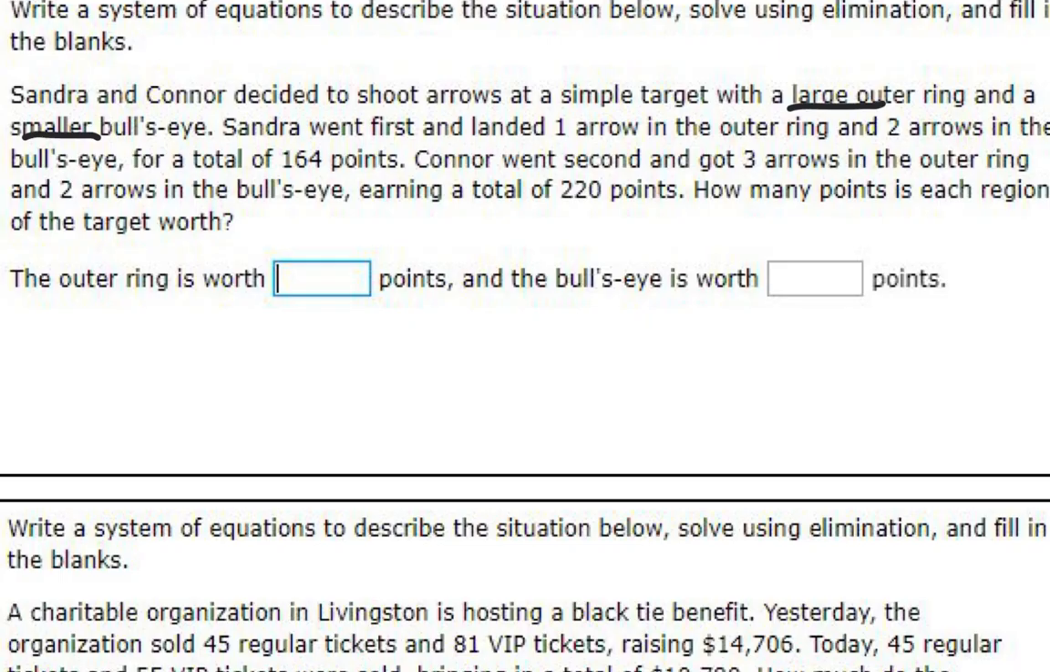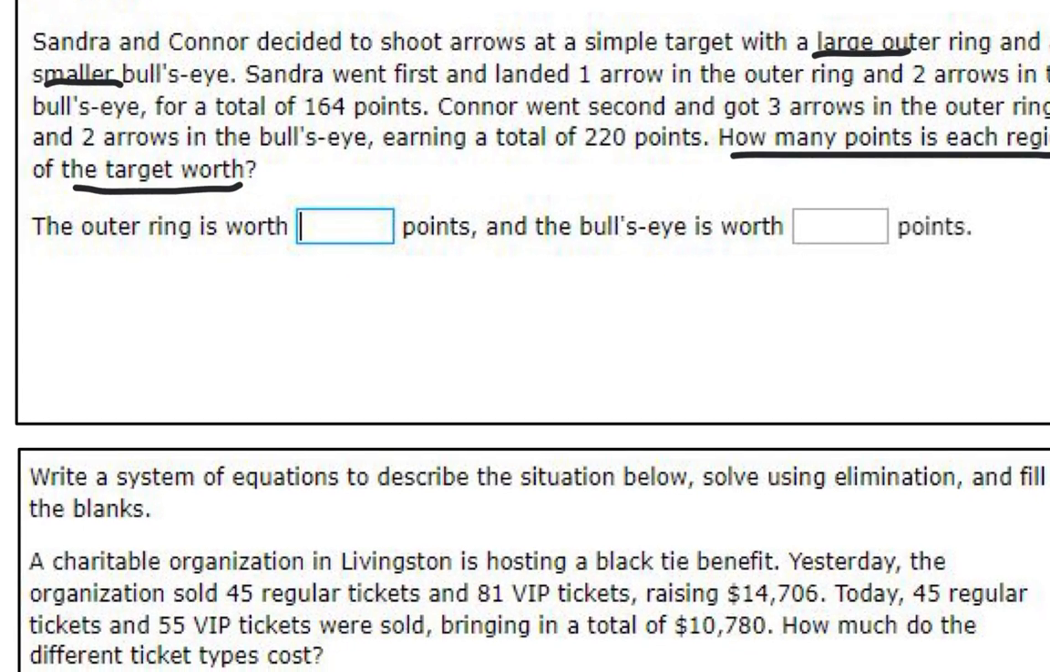So we're going to have two situations, one with Sandra and one with Connor. So Sandra went first and landed one arrow in the outer ring and two arrows in the bullseye for a total of 164 points. Connor went second, got 3 arrows in the outer ring and 2 arrows in the bullseye, earning a total of 220 points. How many points is each region in the target area worth? Okay.